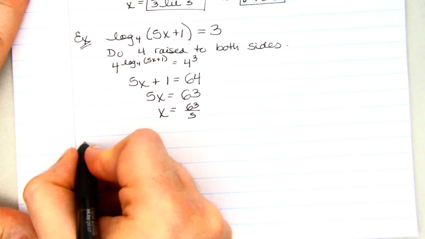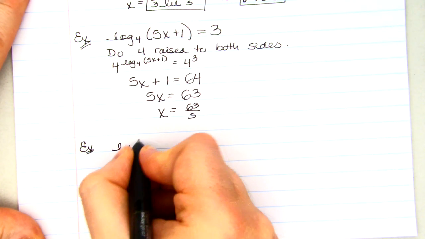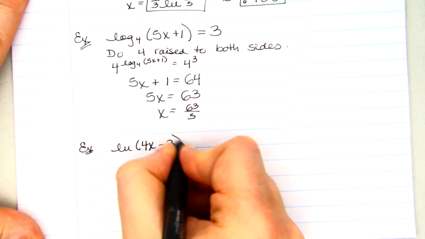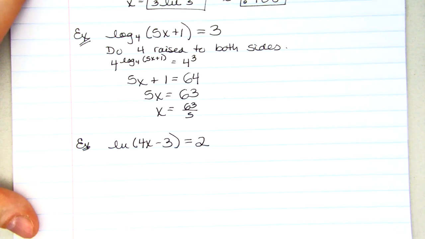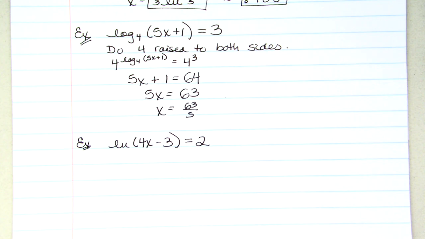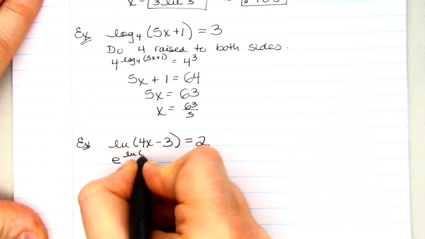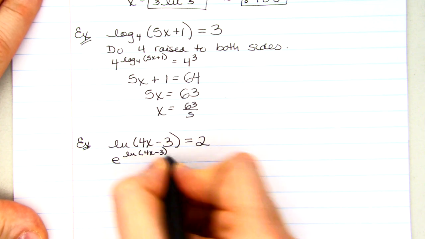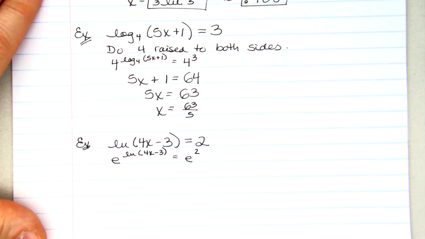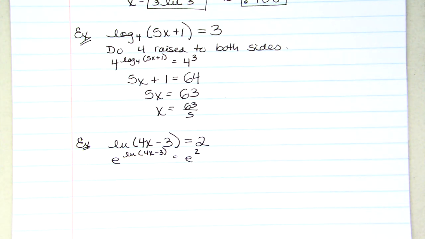One more. Natural log of 4x minus 3 equals 2. What would undo a natural log? E raised to both sides. E to the x is the inverse of natural log of x. So I'm going to go do e raised to both sides. E to the natural log of 4x minus 3 equals e to the second. You go finish this thing. And let's do both an exact answer and a decimal answer.